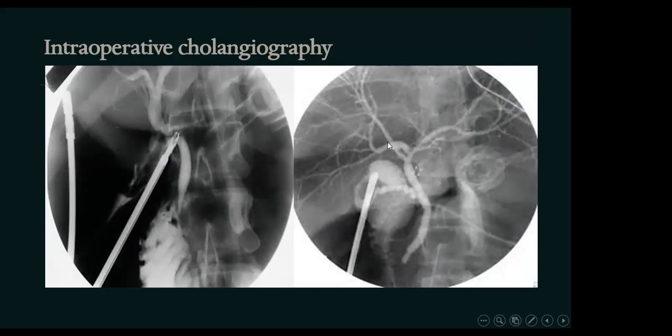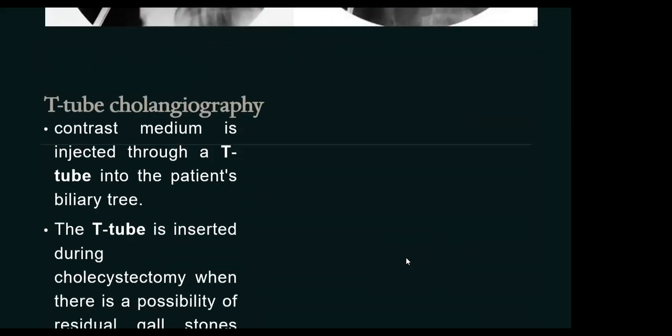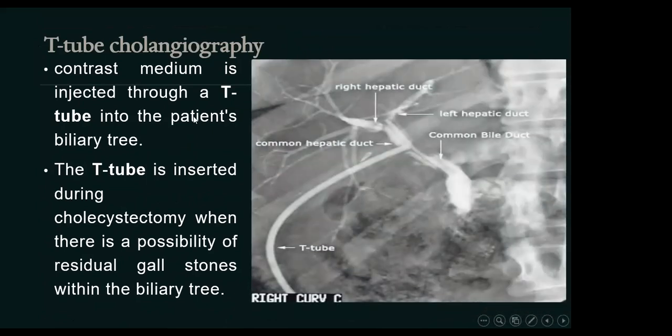Here we can see the right anterior and posterior hepatic ducts, the left hepatic duct, and the common hepatic duct joining the cystic duct to form the common bile duct. T-tube cholangiography. After cholecystectomy, here we can see there is no gallbladder. So after cholecystectomy, when there is a suspicion of remaining stone, we put a T-tube.